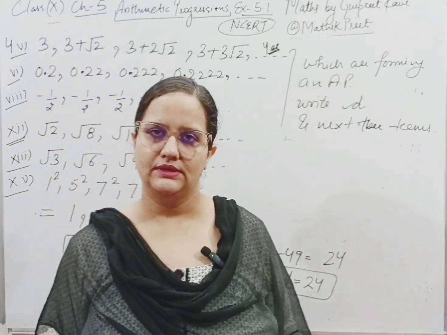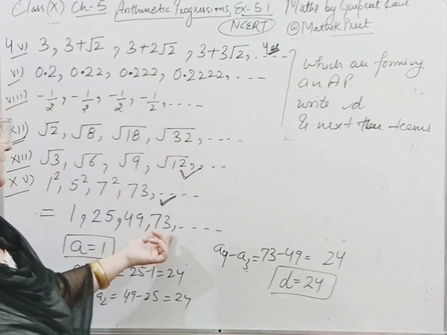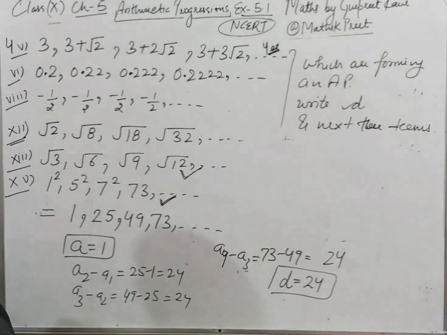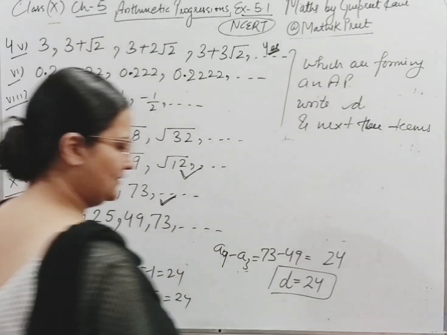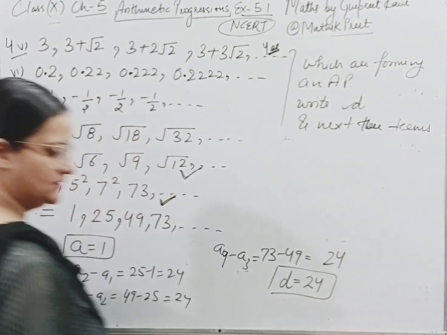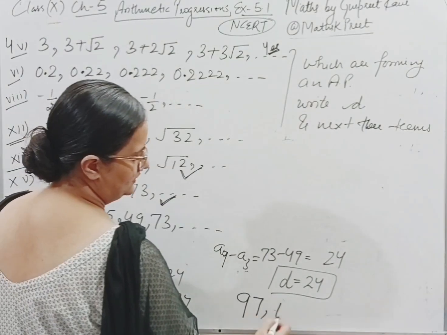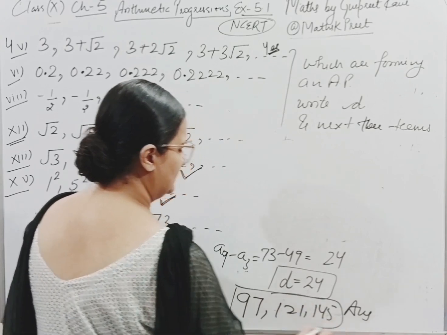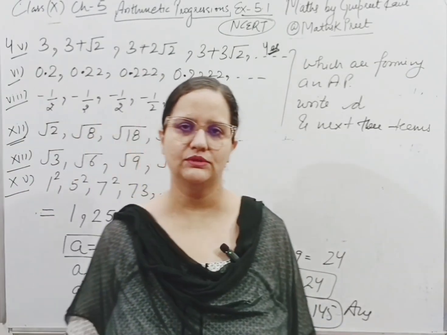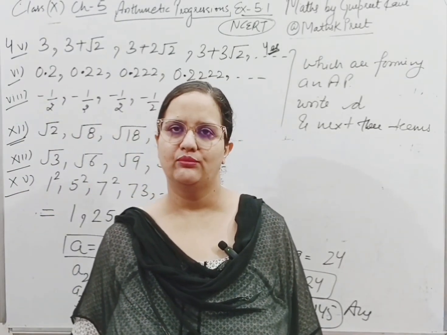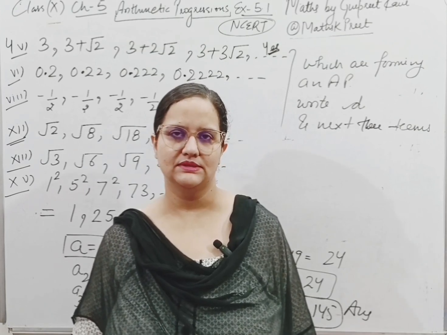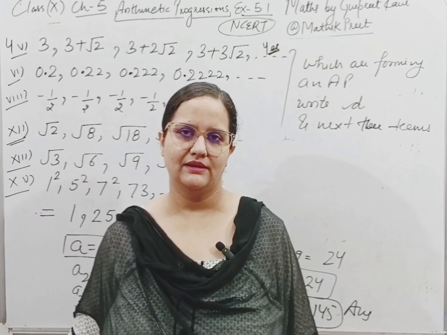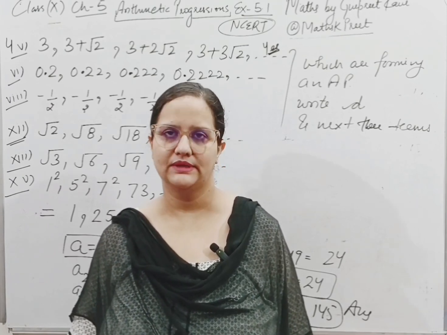Then to write the next 3 terms, we will just add 24 to the last term to get this term, and similarly you will get A5, A6 and A7. So the values for A5, A6, A7 are 97, 121 and 145. So these are the answers for this last part of question number 4. So these were the questions from exercise 5.1. Very easy exercise. These were the basic questions. So you can perform the rest of the parts of this exercise and you can ask me any doubts you have in the comment section.